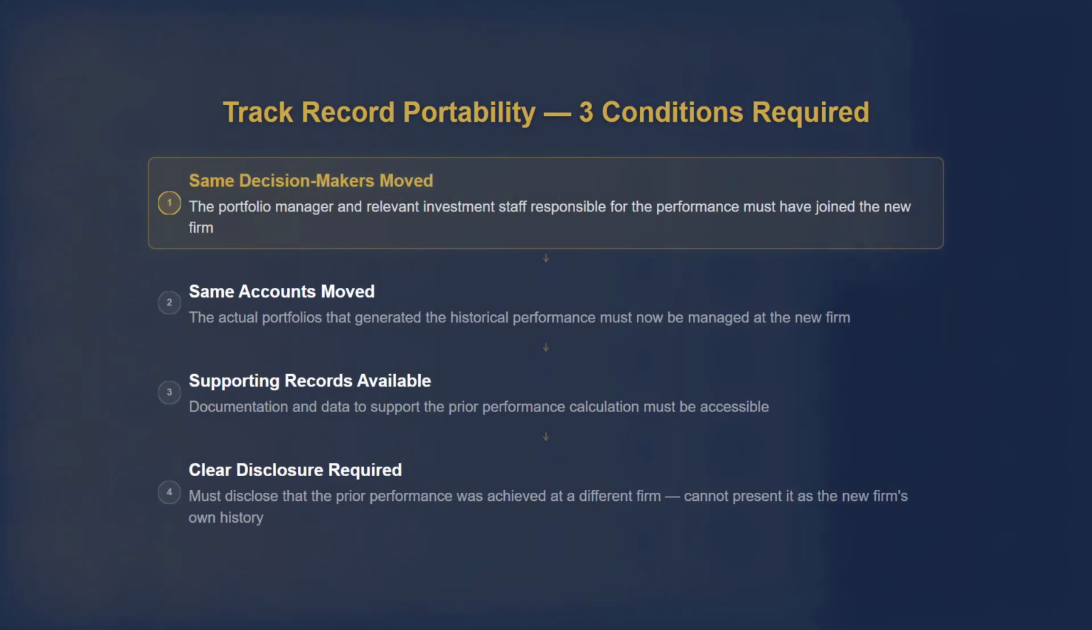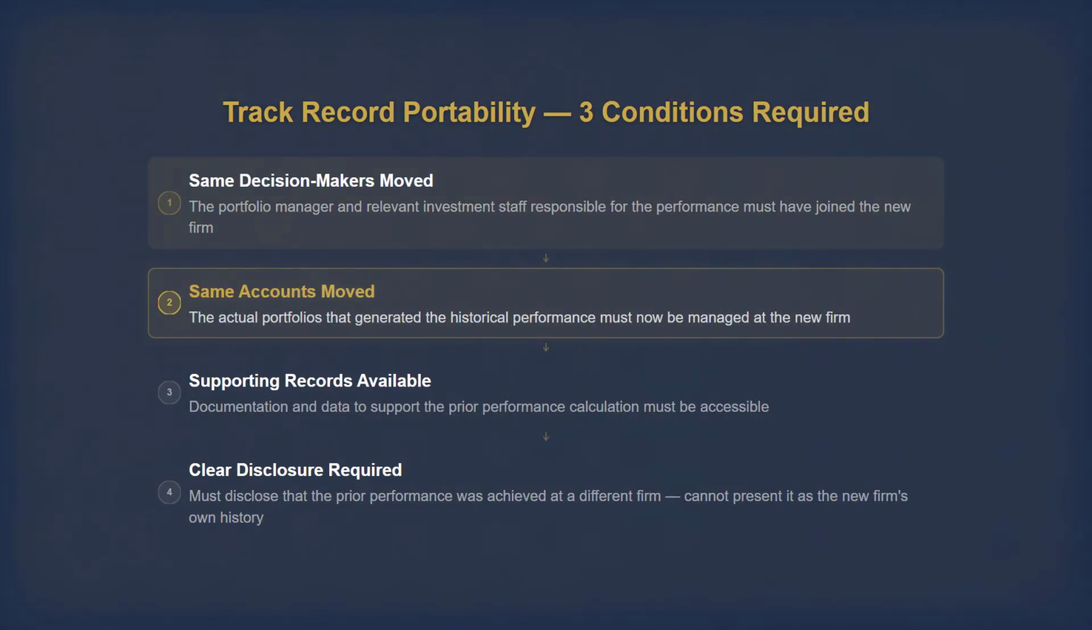Track record portability is the hardest GIPS concept at Level 1, and the Bill Gross situation illustrates it perfectly. When Gross left PIMCO in 2014, the flagship Total Return Fund had over $200 billion in assets. Gross had managed it for 27 years. Under GIPS, could Gross take that track record to Janus? No, and here is why.